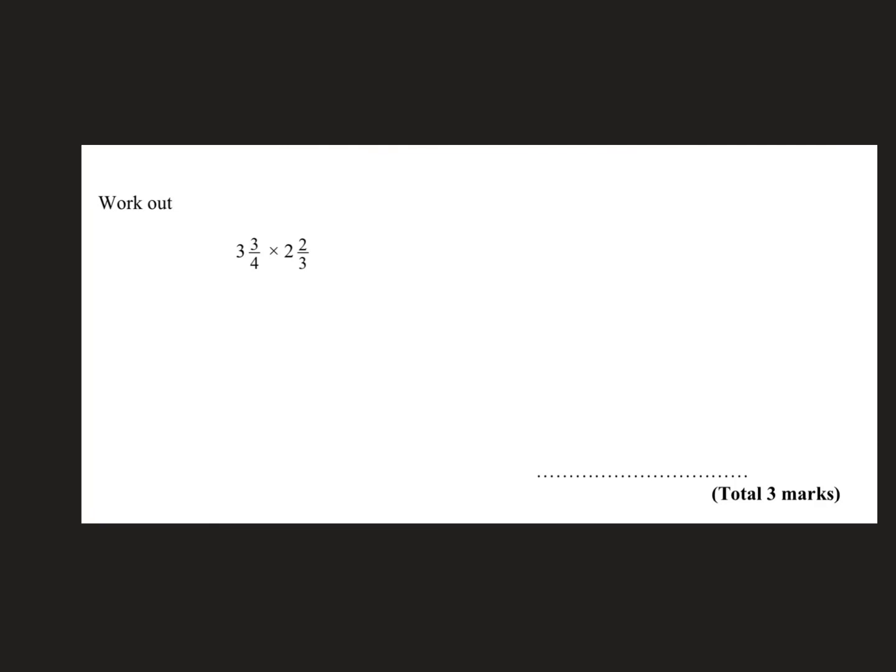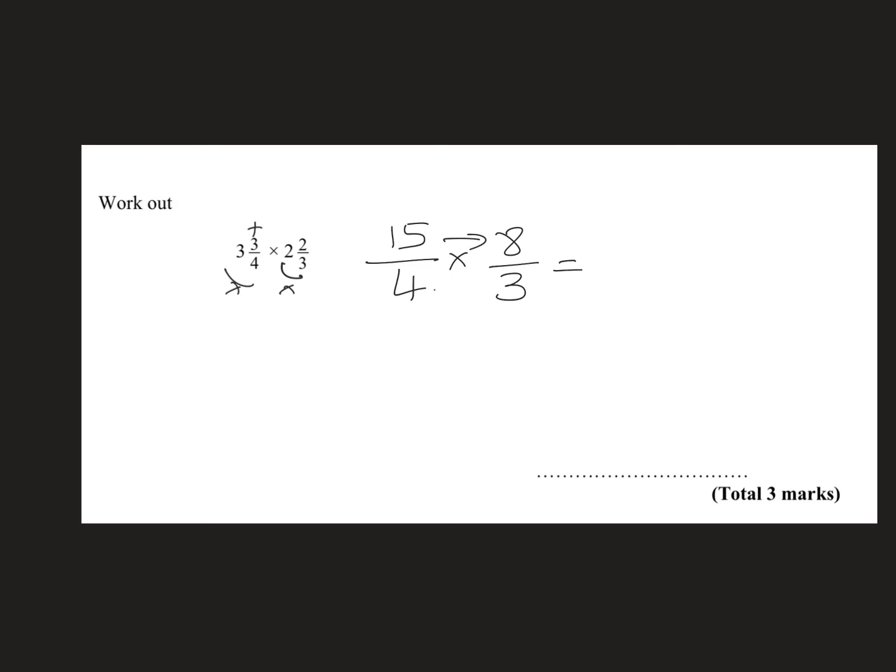And our last example here, we've got two mixed numbers which we are multiplying together. So we need to turn these both into top heavy fractions before we multiply them together. So for this one, we're going to do 3 times by 4, which is 12, and then we're going to add on that 3 onto the 12, which makes that 15 over 4, times by. Then 2 times by 3 is 6. 6 plus 2 is 8. So that's 8 over 3.